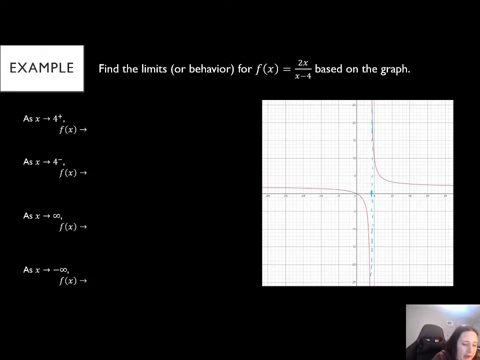So as we're heading towards this from the positive side, 4 plus means 4 from the positive side. So I'm going from the outside of the graph towards 4. What happens to y? Well, our graph is going up again towards positive infinity.